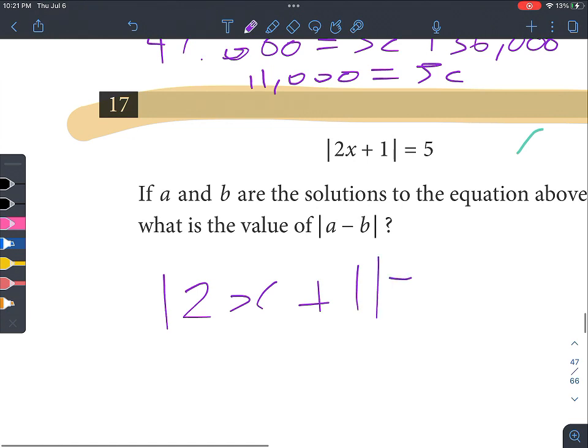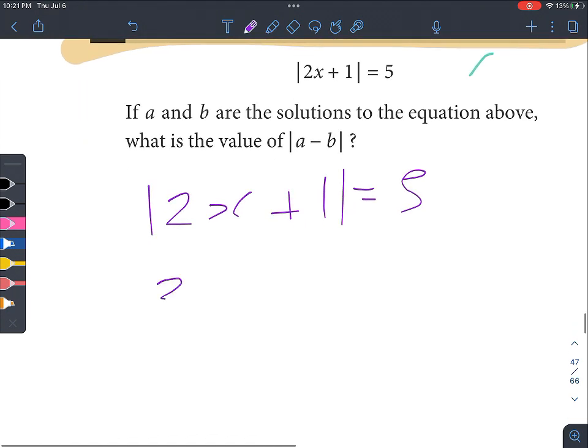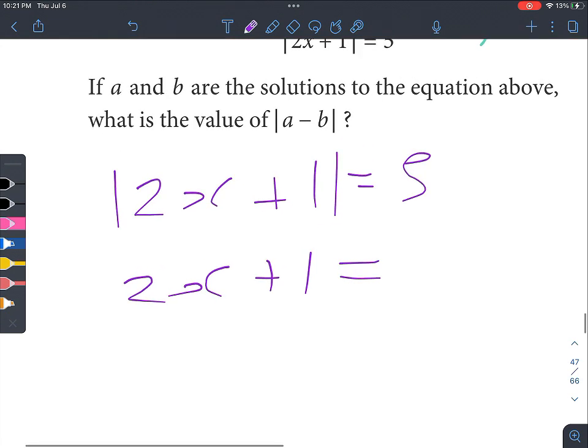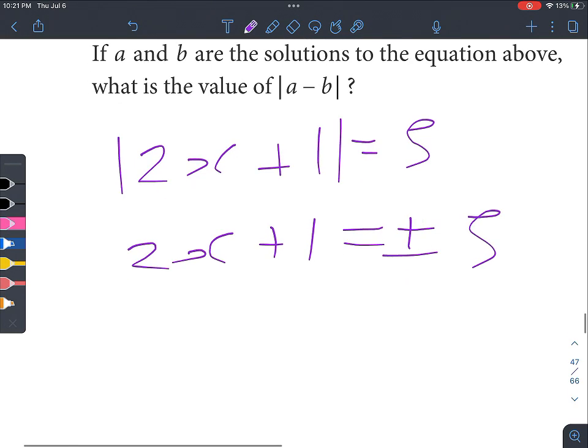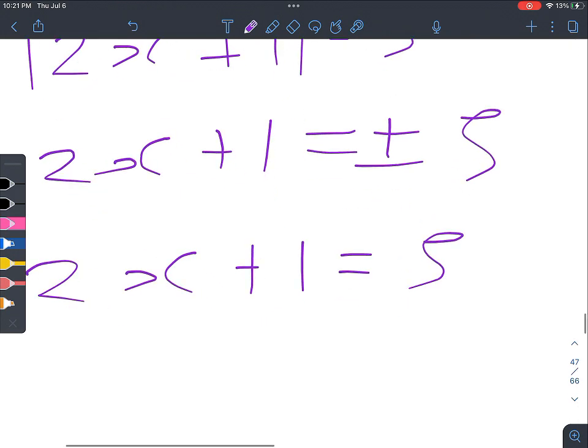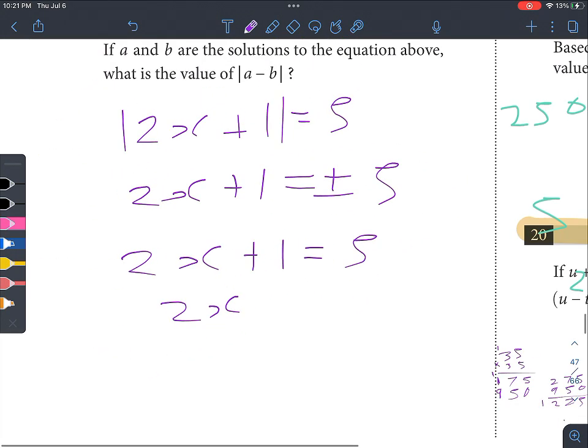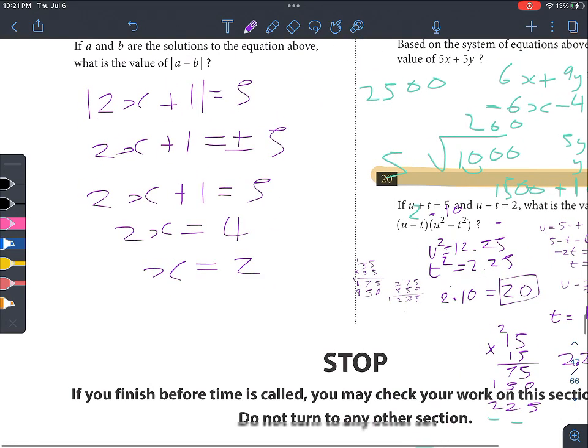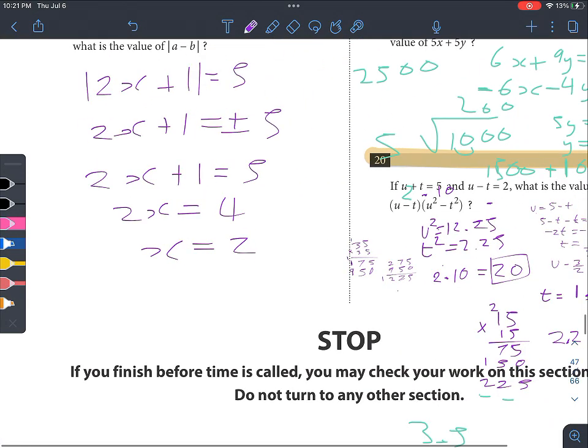2x plus 1 equals 5, right? So this absolute value is basically saying the 5 is plus or minus, because absolute values basically mean everything outside of it has to be positive, but we're going to remove it. So this is plus or minus 5, and then let's go with the positive route real quick. 2x plus 1 equals 5. 2x equals 4. X equals 2, because you subtracted that one. Okay, so x equals 2, that's the positive route.